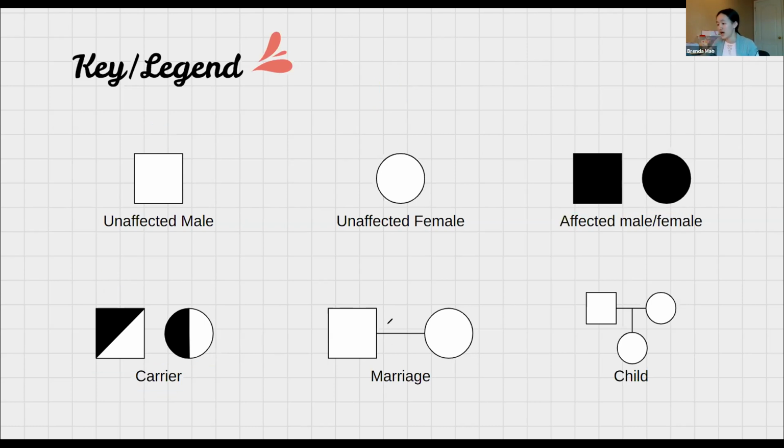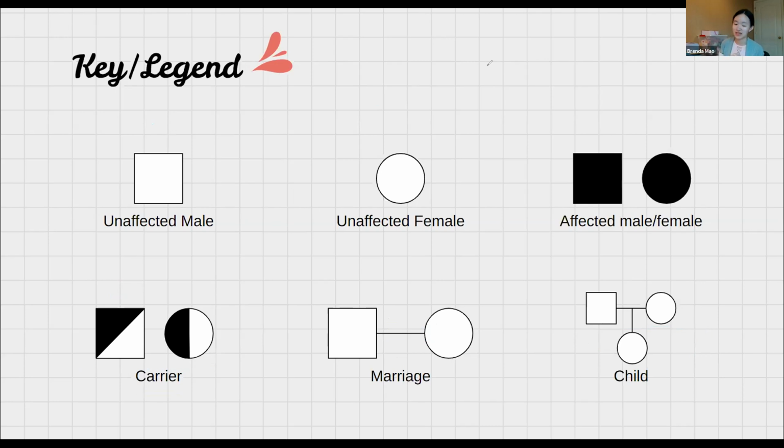And if we have a line in between two shapes, that means they're married. And then a third line down here means they're a child. If there's multiple children, it'll bracket off into something like that. And then we'll have more children, something like that. There are a lot more symbols, and it actually came up in a test once and we were so confused. But there are a lot more symbols. These are just the most basic ones.